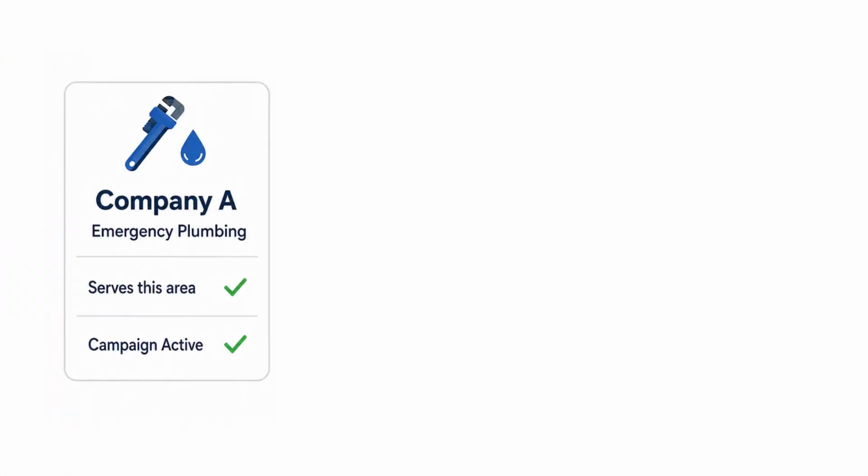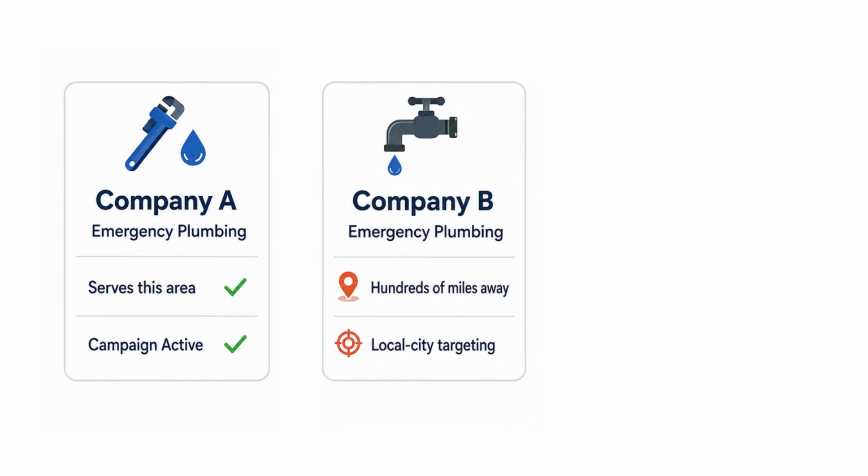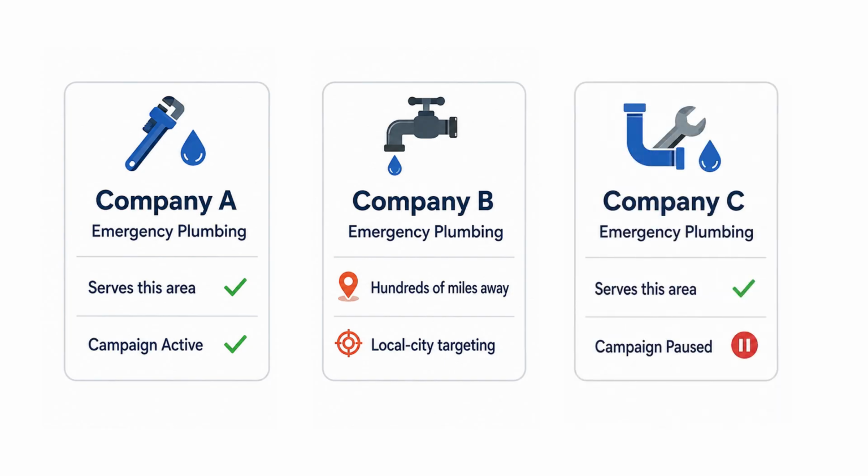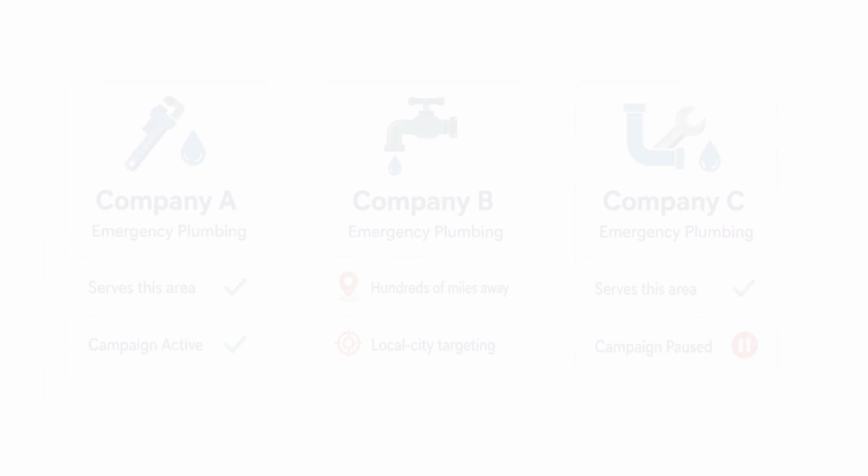The first company serves the searcher's location. The second company is located hundreds of miles away and only targets its local city. The third company does serve the area, but its campaign has been paused. All three companies might offer emergency plumbing, but that does not mean that all three can participate in this particular auction. We will first consider the campaign setting and eligibility conditions.